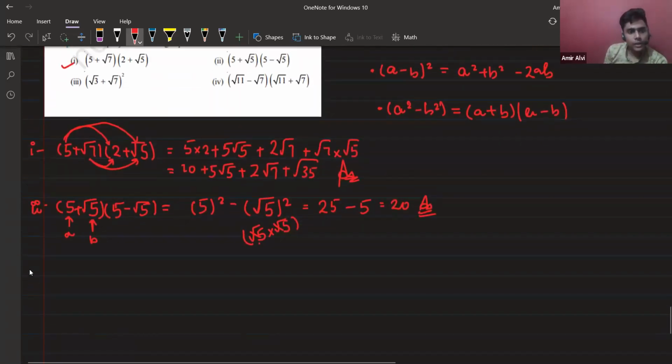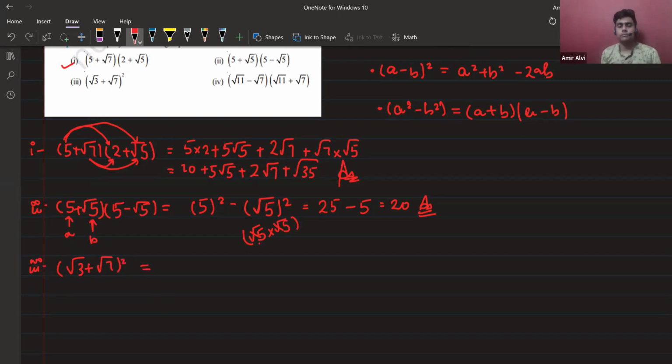Now, Simrat, try to solve the third one. 3 plus root 7 whole square. It's a very easy one. Try to solve it with the identity. It would be very good if you use identities, because teachers also look at how you are solving.